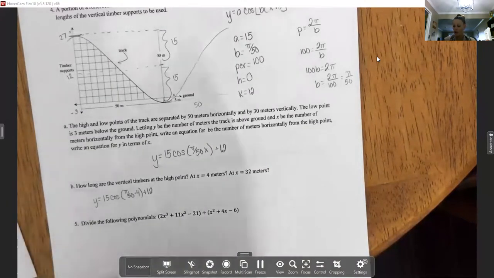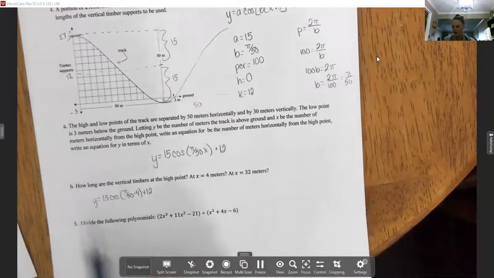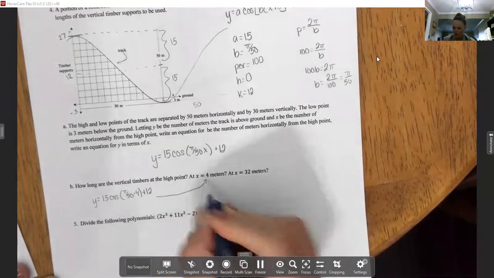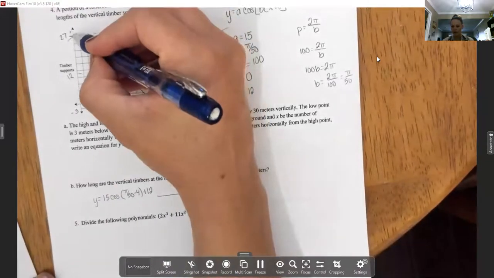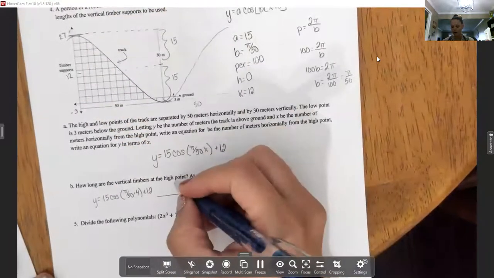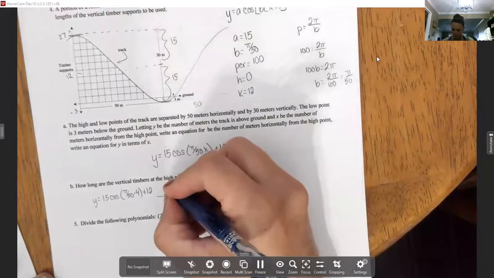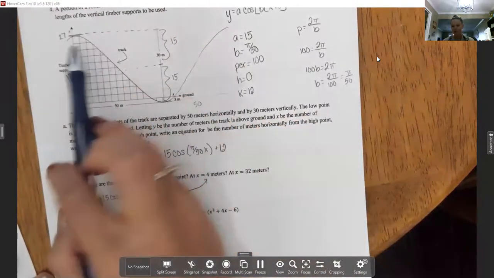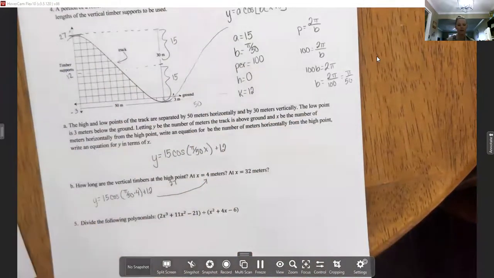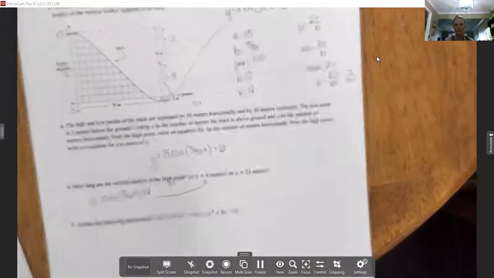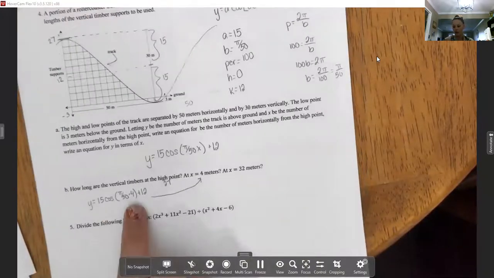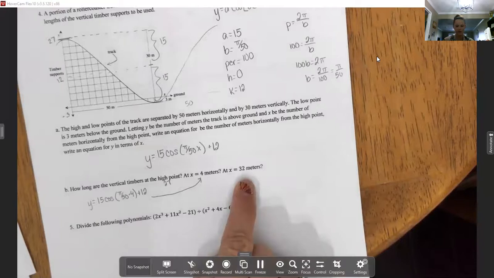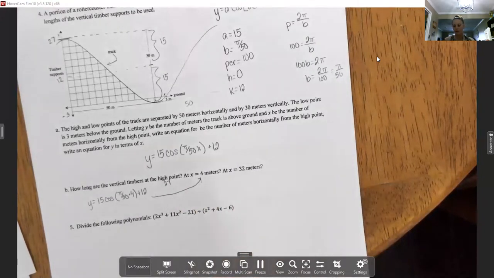Oh, and then, I forgot this one. Sorry. This is for this part at x equals 4. How long are the vertical timbers at the high point? This high point is right here. That's just going to be 27 at the high point, because that's where it's starting at its highest point. So hopefully that helps for number 4. Yes, you still have to calculate this, and then you have to plug in 32 also. But that should be it on that one.